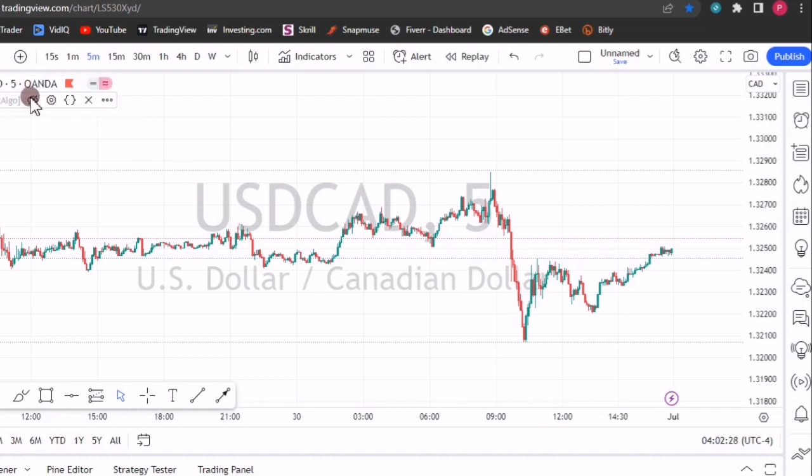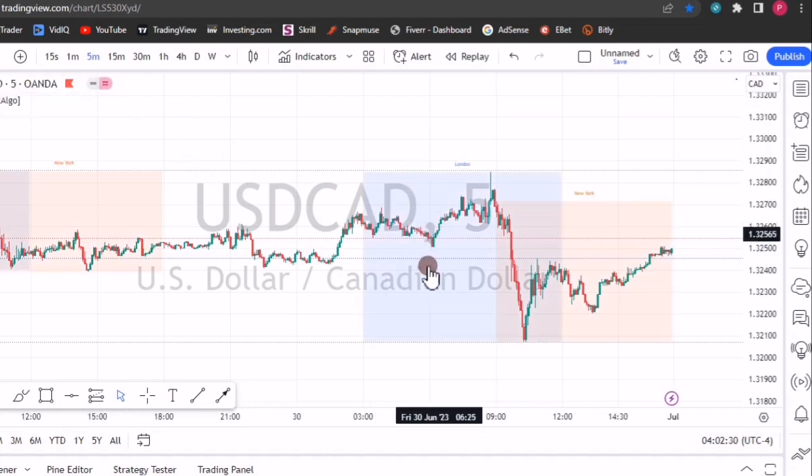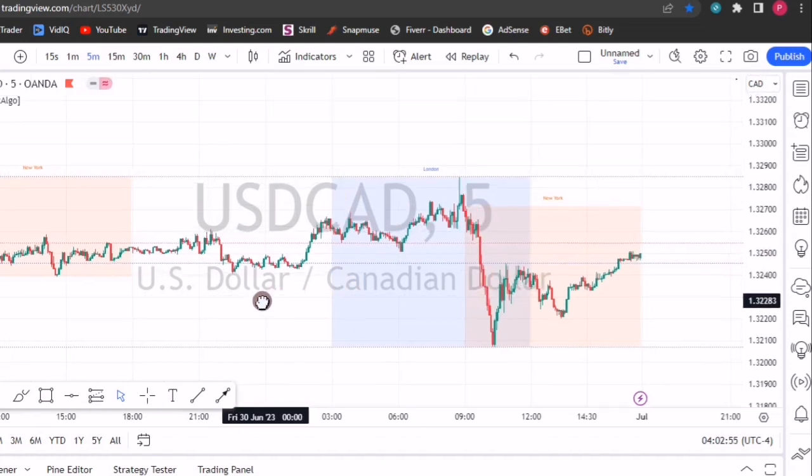Let me just open the sessions indicator. The blue one is London, this one orangish is New York. So what you do is you have to identify the breakout into the New York session, and the strategy that we are going to use is the key level strategy. So what you do for the key level strategy, or just to save time, let me just go ahead and analyze, and I will explain as I analyze.